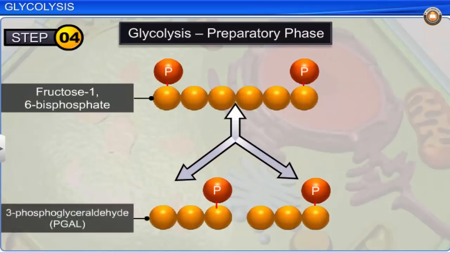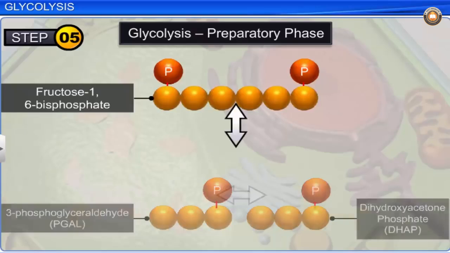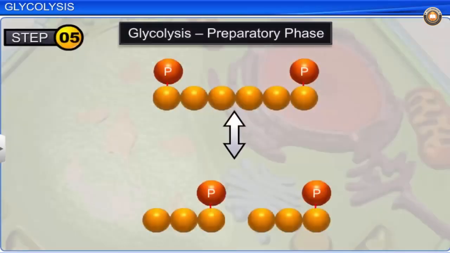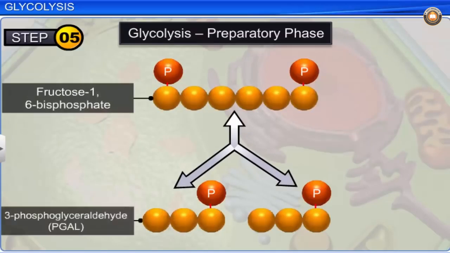3-phosphoglyceraldehyde or PGAL and dihydroxyacetone phosphate or DHAP. As DHAP can't be utilized directly in the payoff phase, it isomerizes into PGAL. Thus, 2 molecules of PGAL are formed from 1 molecule of fructose 1,6-biphosphate. These reactions complete the preparatory phase of glycolysis.